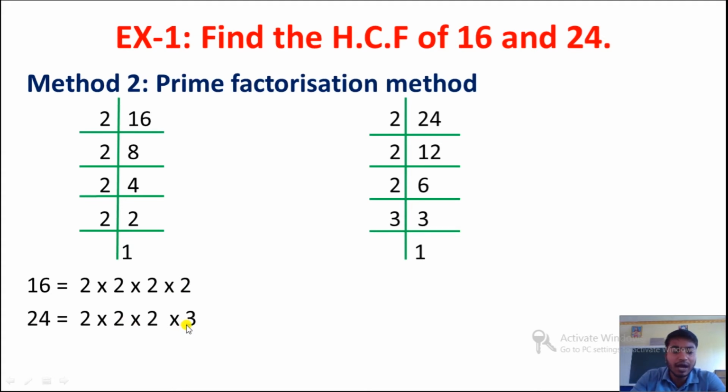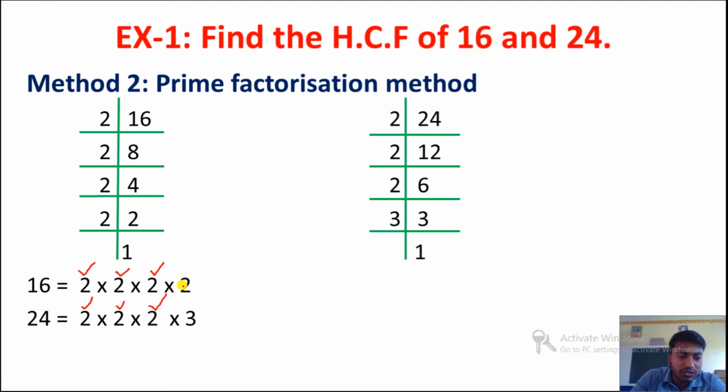Okay. Now we have to check the common prime numbers in both. Okay. So here you can see 2. Here also we have 2. So this 2 is common in both. Now we'll check the second prime number. So we have here 2. Here we have 2. That means this 2 is also common in both. Now again 2 here, and here also we have 2. So this 2 is also common in both.